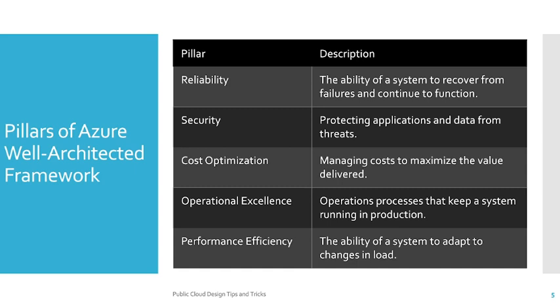Let's try to understand reliability. Reliability is the ability of a system to recover from failures and continue to function as is. We can think about a simple scenario. You have a web application which is interacting with a database. Due to some reason, your web application goes down, or your database goes down, or your database has been impacted by an earthquake or some natural calamity.